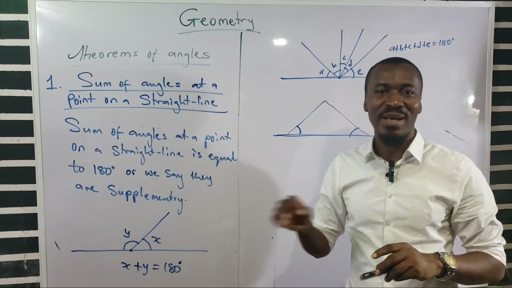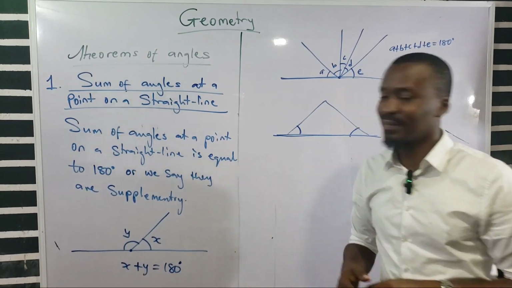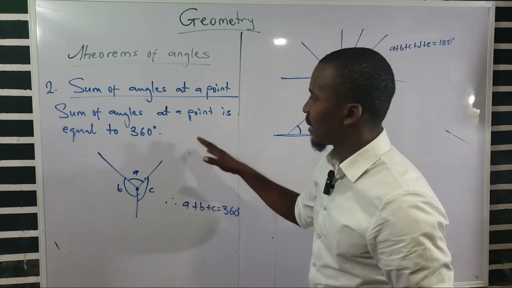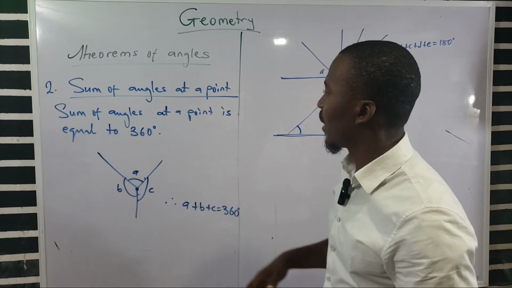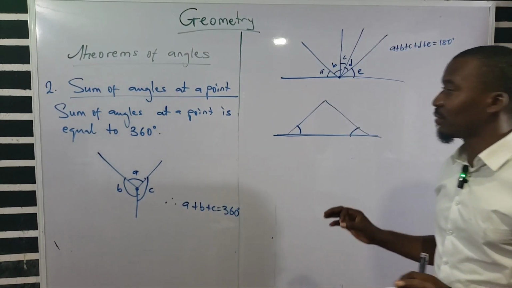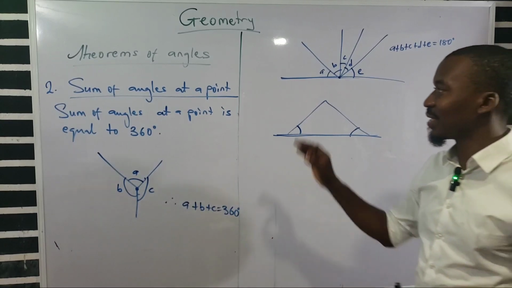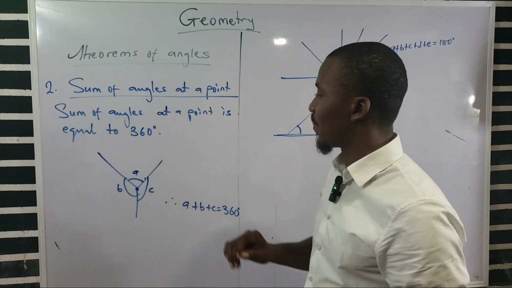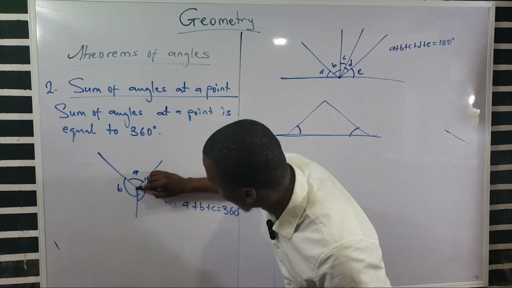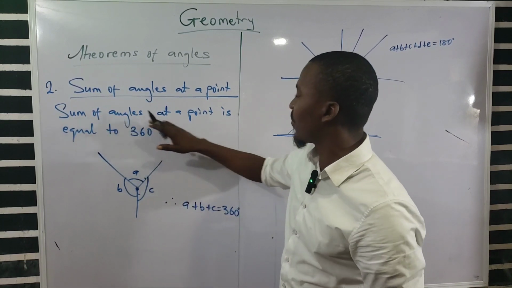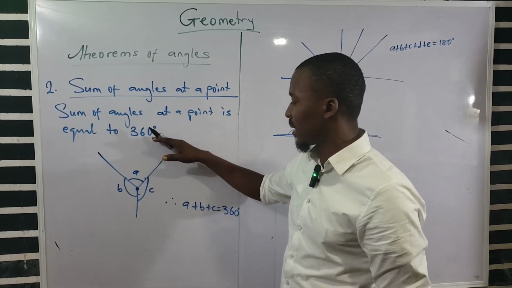Not on a straight line, at a point. So the next one we are going to look at is sum of angles at a point. So it's no longer on a straight line now, it's just at a point. So you can see that this is our point there. So we have it that the sum of angles at a point is equal to 360.